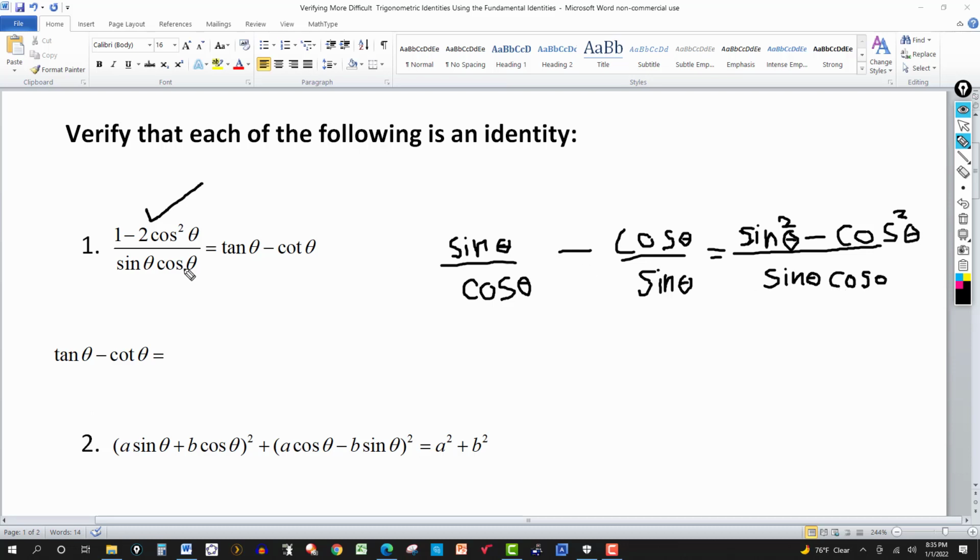Okay, so where am I? I want to get this over here on the left side. I have a cosine squared there. I need a minus 2 cosine squared and a 1. But I know, again, from your fundamental identities, the Pythagorean identities, that sine squared of the angle, in this case theta, plus cosine squared of the same angle, theta, is always equal to 1.